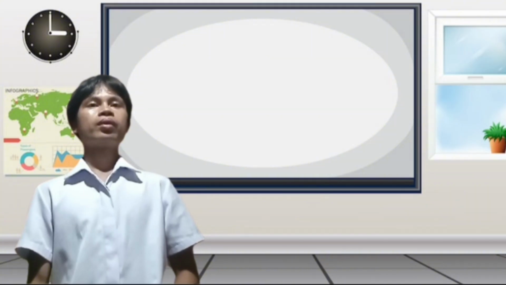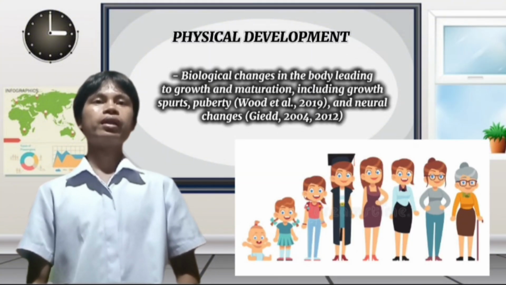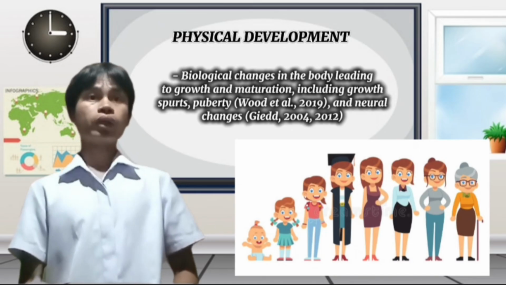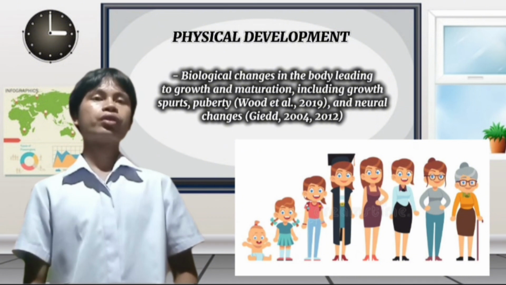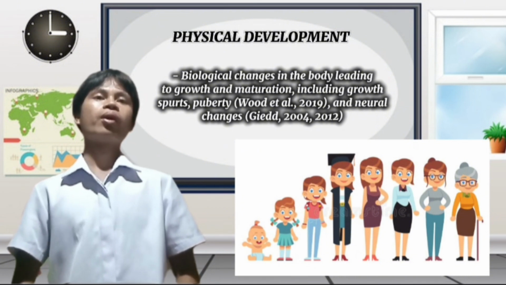So, physical development is the biological changes in the body leading to growth and maturation. It includes the growth from birth, puberty, and the natural changes of the core body. That's the definition of physical development.